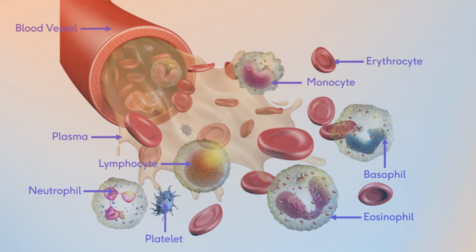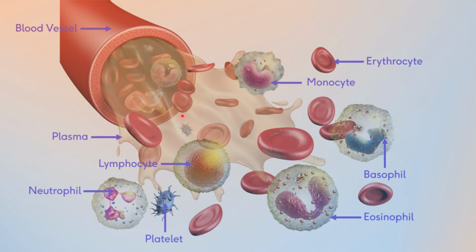So in this picture, you can see a normal picture of blood that shows the plasma. You can see the plasma, the erythrocytes, the monocyte, the basophils, the eosinophil, the platelets, and the lymphocytes that come out from a blood vessel. This is a sample of a blood vessel. This is a diagram of it, and inside it, there is blood gushing out.